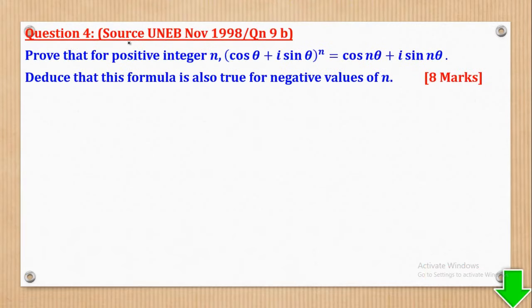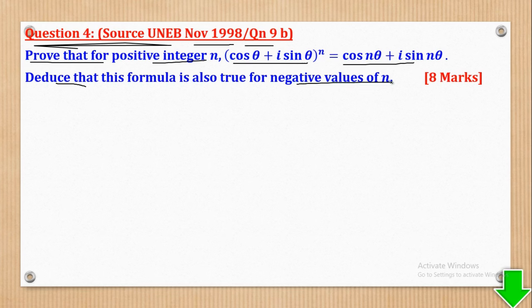Then question 4 came from UNEB of November 1998, paper 1, question 9b, and says, prove that for positive integer n, this is equal to this. In other words, they want you to prove DEMOVRE'S theorem, and deduce that this formula is also true for negative values of n. Okay.